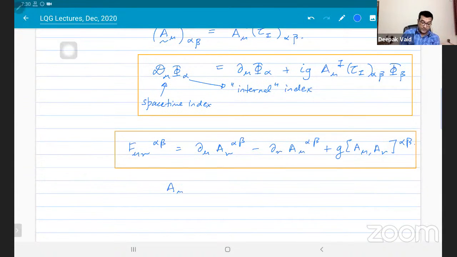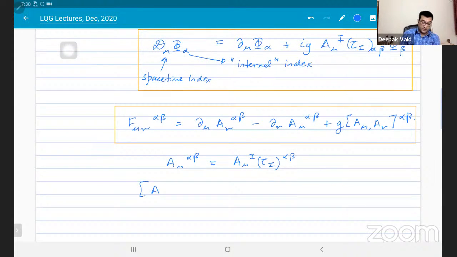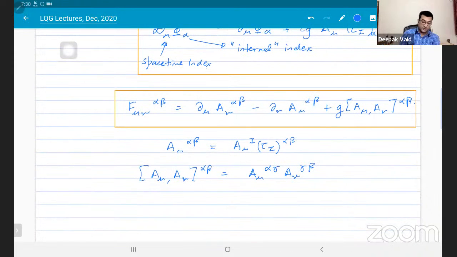And what is A mu alpha beta? A mu alpha beta is A mu I, sigma I, and sigma I is a matrix. Okay? So it's this guy. And what is the commutator, this A nu alpha beta? Well, this is just the commutator of two matrices. So one matrix is A mu, let's say alpha gamma. The other one we'll write as gamma beta, right? So we are just taking the product of these two indices.